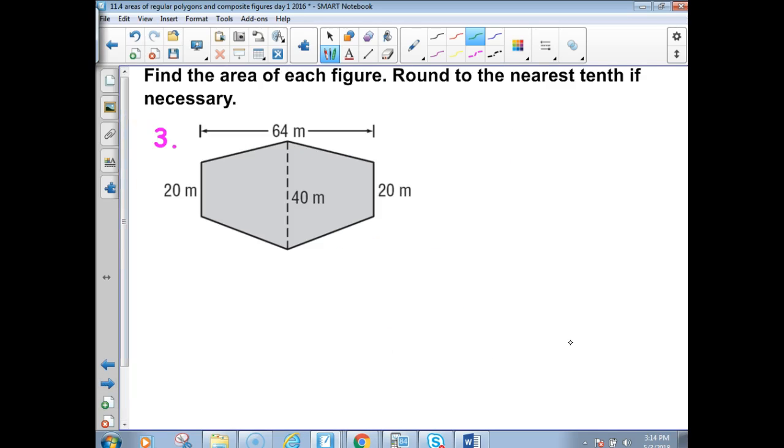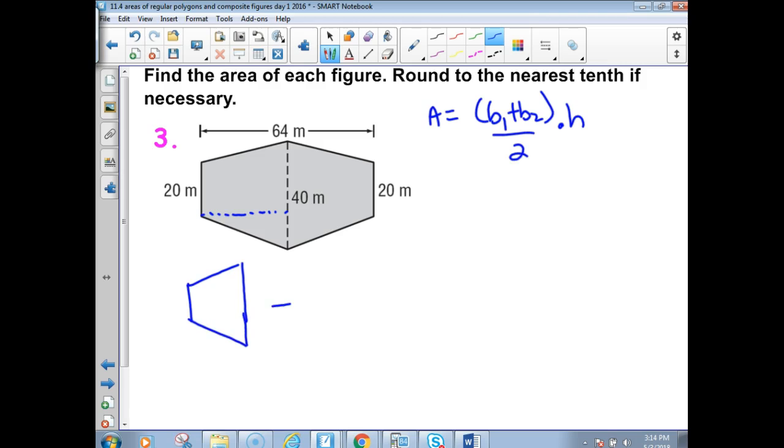Okay. Number 3. Ooh, what are those shapes? Trapezoids, yeah. All right, so you go look up your trapezoid formula. The area of a trapezoid is base 1 plus base 2 divided by 2 and then multiplied by the height. Or some say half the height times the sum of the bases. I need the height of the trapezoid. So I'm doing a trapezoid plus a trapezoid.